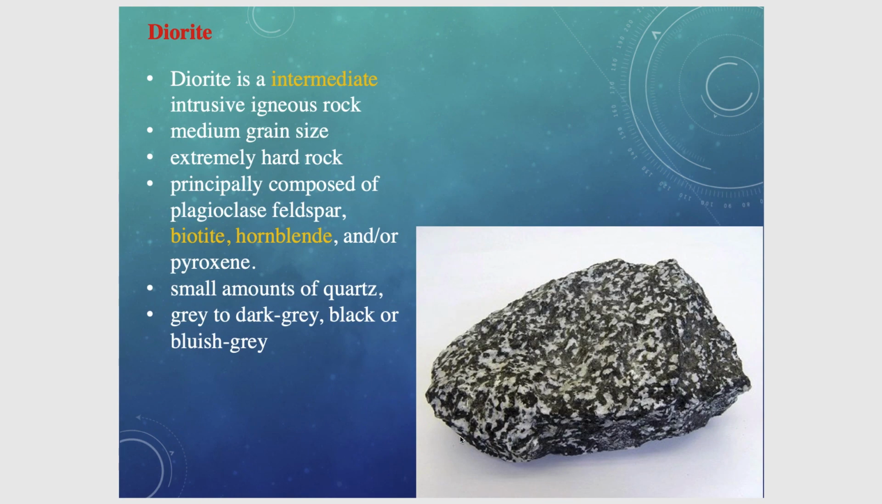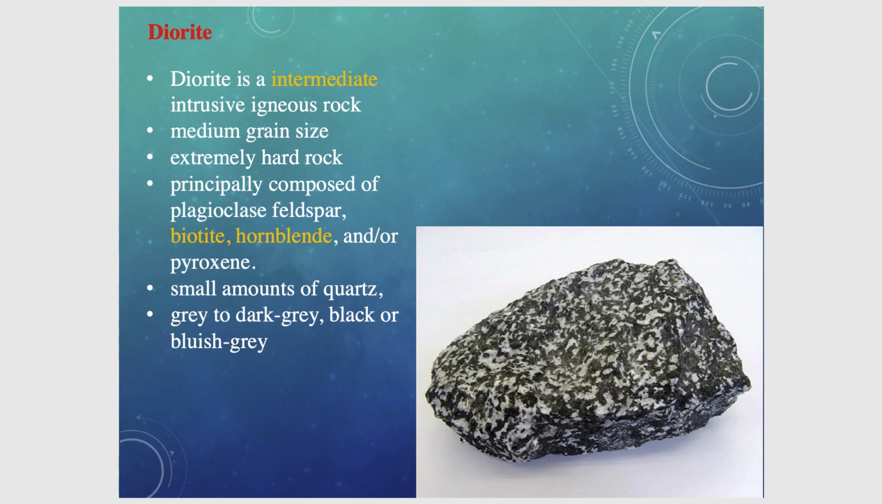Here is another example of a relatively mafic rock. So diorite is an intermediate intrusive rock, and it's usually characterized by the abundance of mafics, but quite often you have biotite and hornblende, which helps you with the classification of these rocks as intermediate. In particular, the abundance of amphibole.